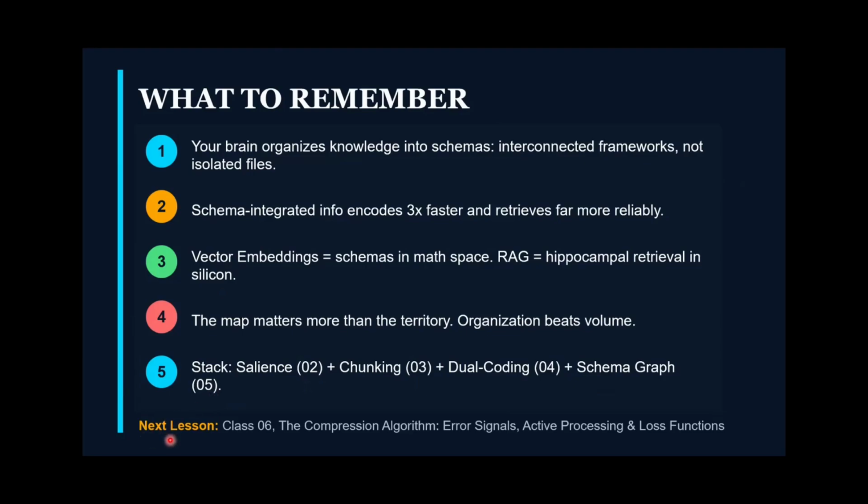All right. So next, we have class number 6. It is going to be the compression algorithm. We'll talk about compression. How do we break down the data that we have, make it a little bit smaller, understand and navigate error signals, active processing, and loss functions? How do we keep the information there, allowing us to retrieve the correct information and not hallucinate, essentially? We'll talk about that in the next class.